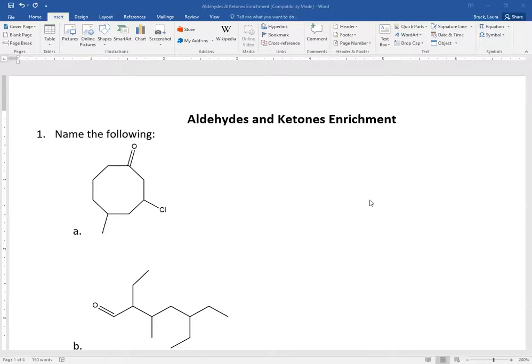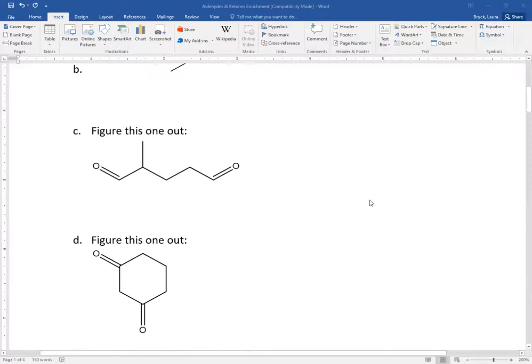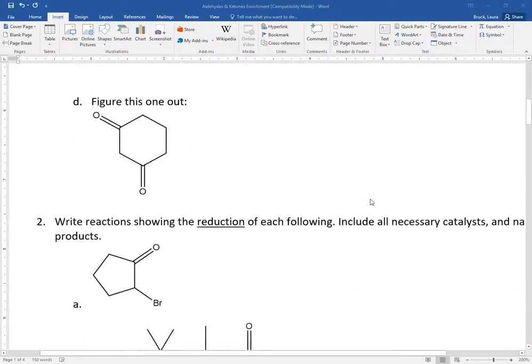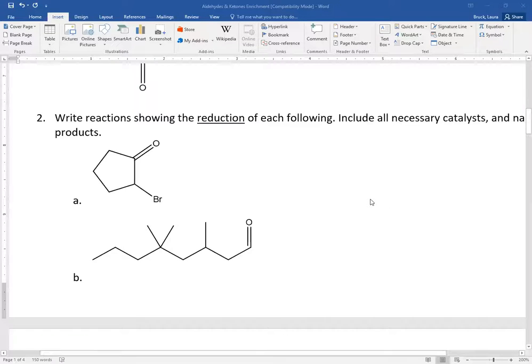So here are the first two problems asking you to name the molecule and then name these two. And we're going to write reactions showing reductions. So try these. That says name the products, and I think everybody in here is capable of doing that. But on a later one, we have some carboxylic acids. We technically haven't talked about those yet, so carboxylic acids are not considered the topic for this assignment.